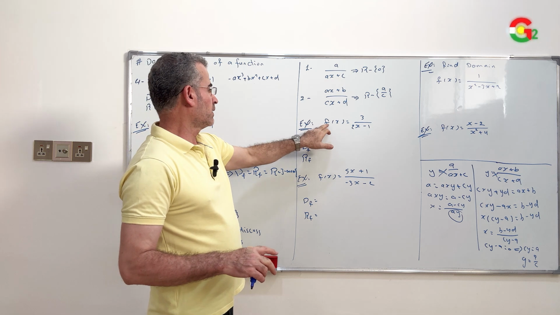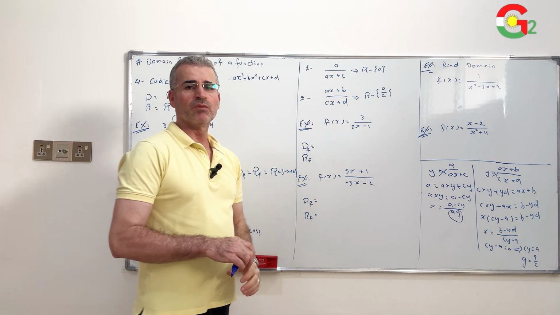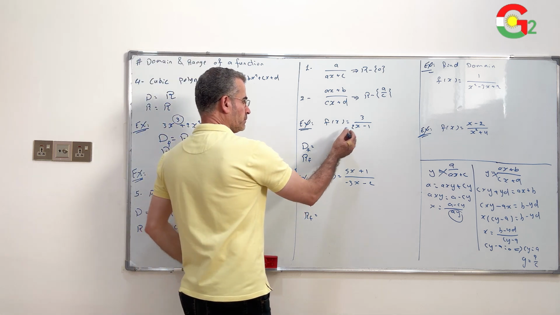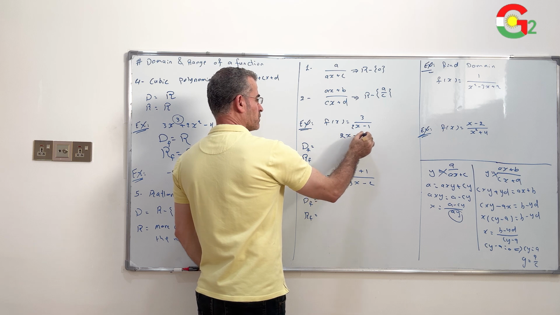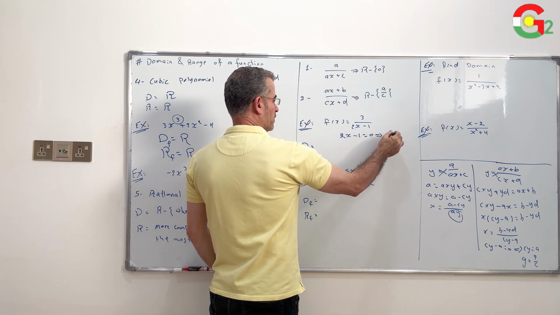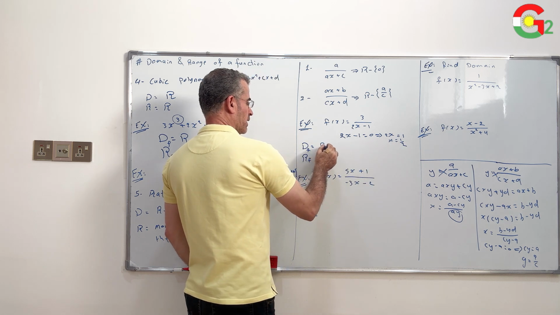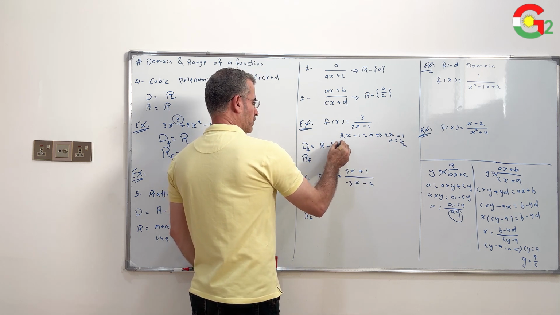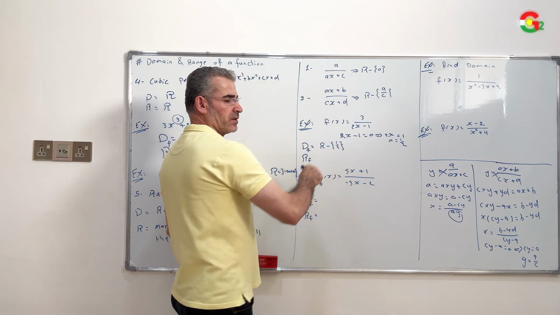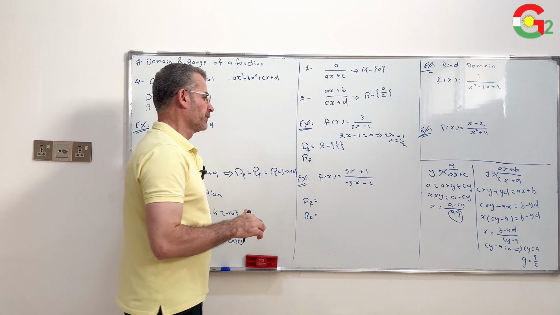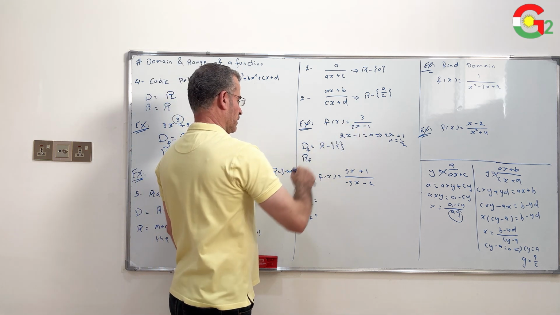Now, depending on these two cases, find the domain and range of this function, 3 over 2x minus 1. To find the value that makes the denominator 0, I set 2x minus 1 equals 0 and solve for x. 2x equals 1, x equals 1 over 2. Then the domain is R except 1 over 2. This bracket is for a set, not for an interval. So R except 1/2, because 1/2 makes the denominator 0.